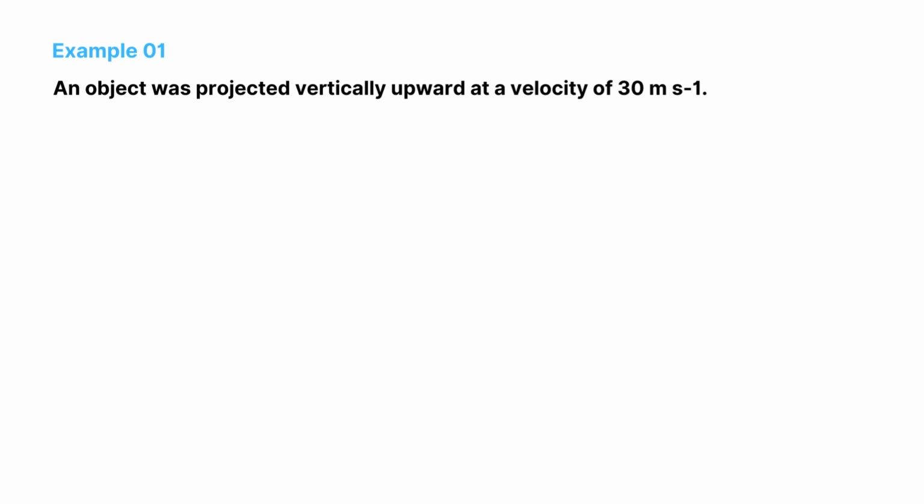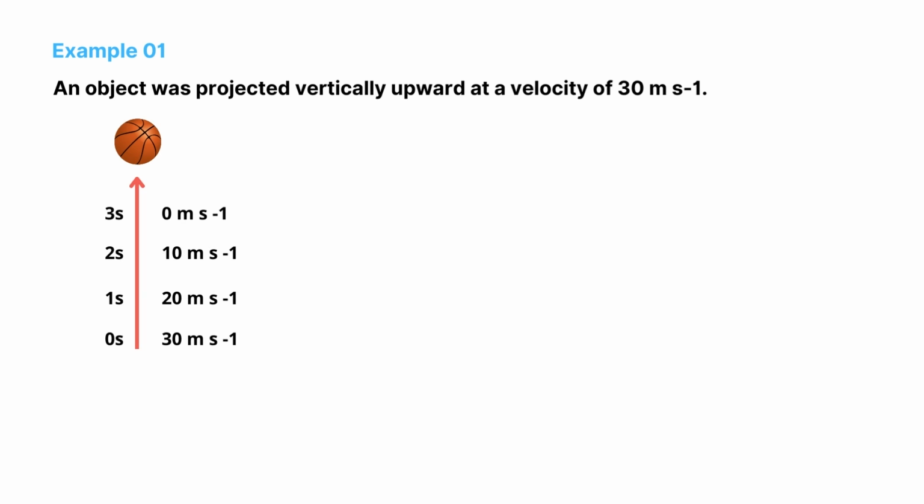An object was projected vertically upward at a velocity of 30 ms^-1, so here the initial velocity is 30 ms^-1. As the velocity decreases by 10 ms^-1 every second for a body moving vertically upwards, we have to decrease 10 ms^-1 for each 1 second here, until it becomes 0 ms^-1. Therefore it will appear as follows: for 0 seconds it will be 30 ms^-1, for 1 second it will be 20 ms^-1, for 2 seconds it will be 10 ms^-1, for 3 seconds it will be 0 ms^-1.